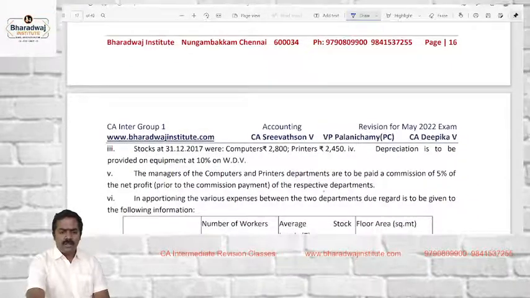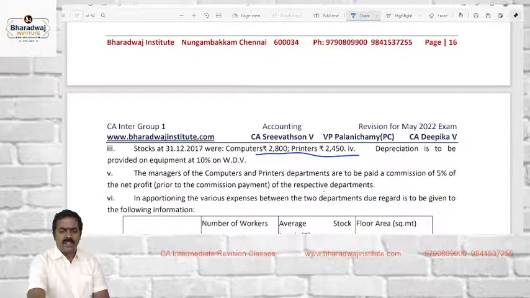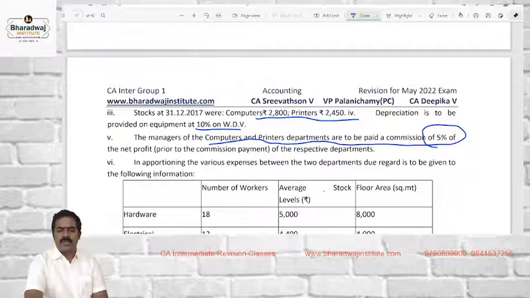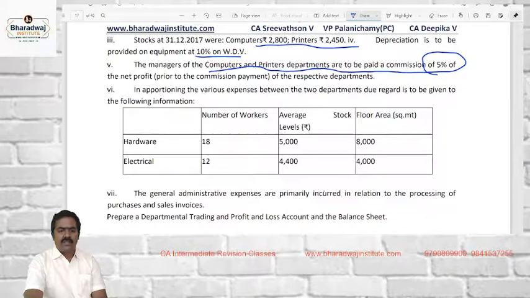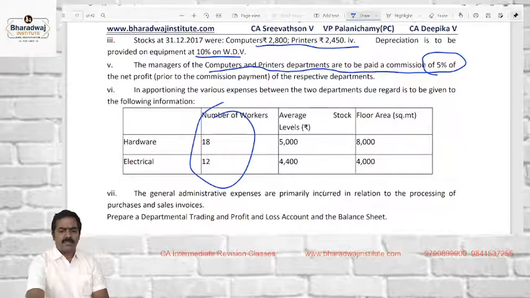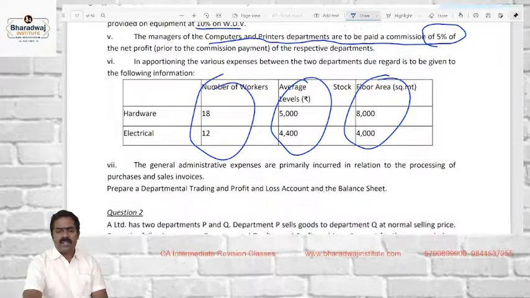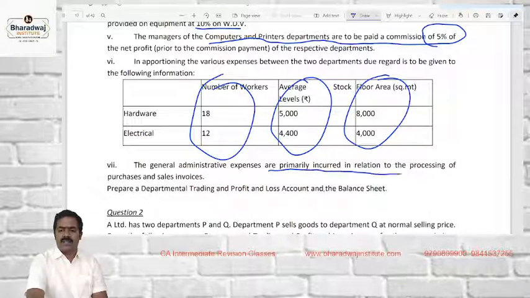Then closing stock value is given to us. Depreciation 10% to be provided on WDV. Managers of computers and printing department are to be paid a commission of how much? 5%. It is not given after charging, etc. Just 5% you have to provide. We are given number of workers, average stock levels and floor area. Then general administrative expenses are primarily incurred in relation to which one?